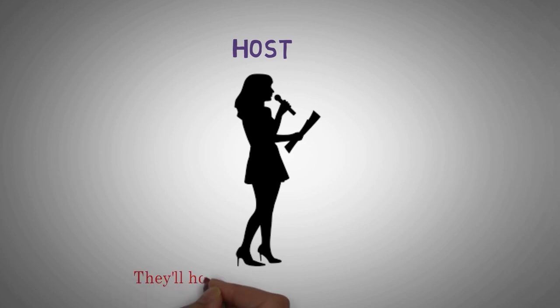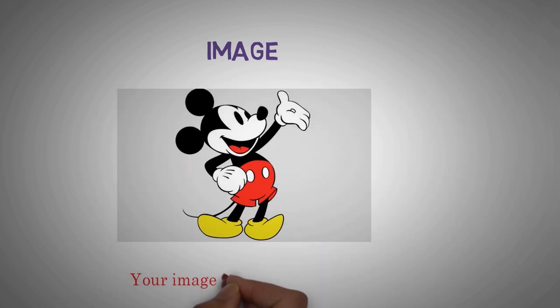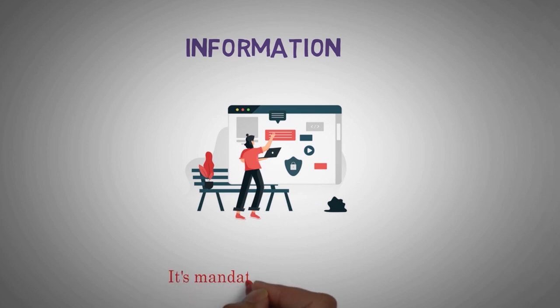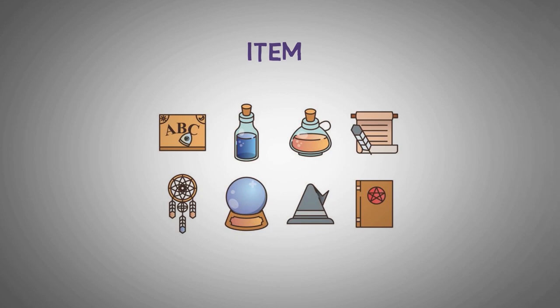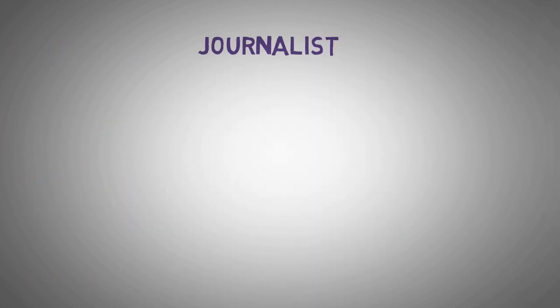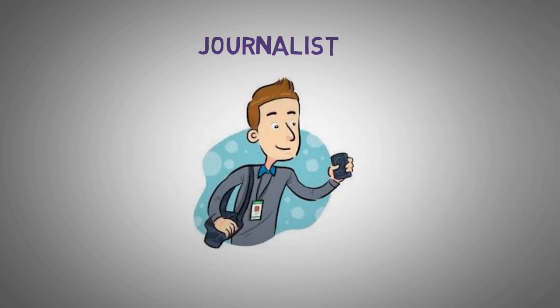Host. They'll host an important event here. Image. Your image imprinted my heart. Information. It's mandatory information. Item. We don't accept this item. Journalist. I am a freelance journalist.